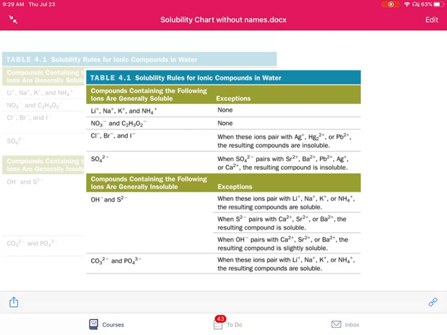Sulfate is generally pretty soluble unless it's bonded to strontium, barium, lead, silver, or calcium. And then in the second box below, we have compounds that are generally insoluble. So if something contains hydroxide or sulfide, generally it won't dissolve in water, unless it's paired with something that always dissolves in water, like the group 1A metals.